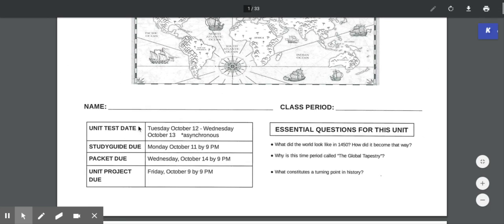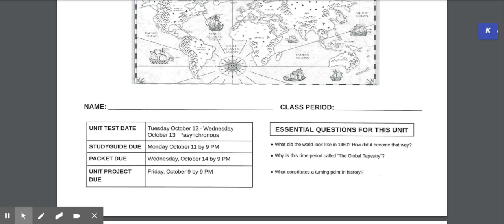In our Global Tapestry unit, our test day is going to be Tuesday, October 12th through Wednesday, October 13th. That is going to be asynchronous on your own at home. That is going to also be the week of the end of the quarter. Our study guide, as a result, will be due the Monday before the test by 9 o'clock p.m. That Monday, we will not be in school, and it just works out that way. Our due date is still going to be that Monday night.